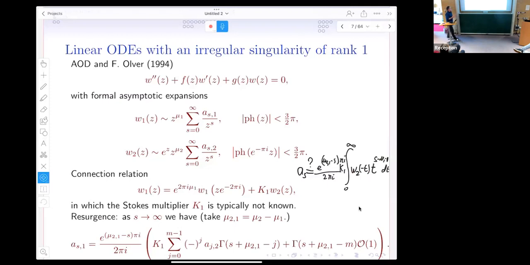What are the assumptions on F and G? F and G are analytic in a neighborhood of infinity, only there. So we don't assume anything anywhere else. You could have other singularities in the finite plane as well. This is only about what happens at infinity. So this integral representation can't be correct, because we have no idea what happens at the origin.